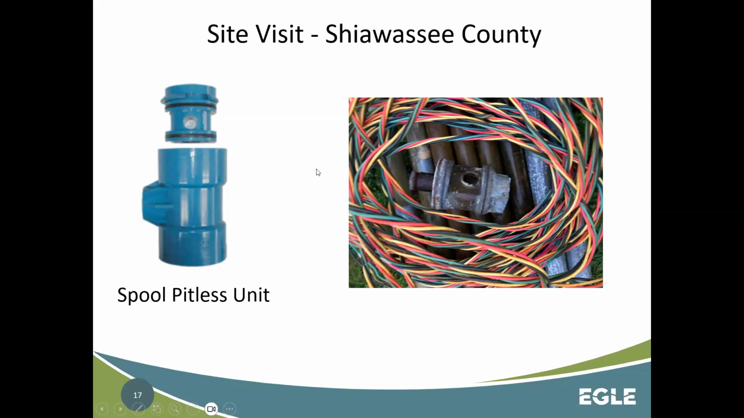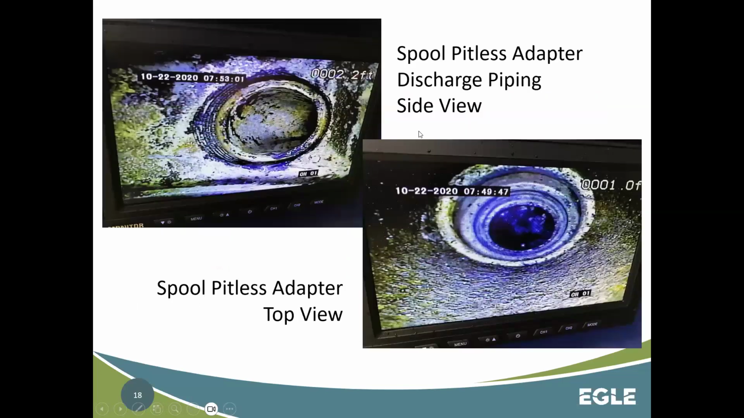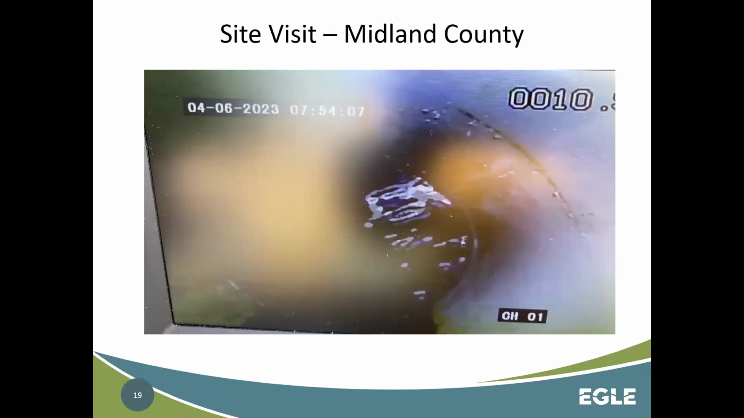So anyways, using the downhole camera, you can see the discharge piping here off to the side view, and also the top view of where that gasket seats here at the top. So basically some nice pictures here of some equipment we don't typically see a lot.